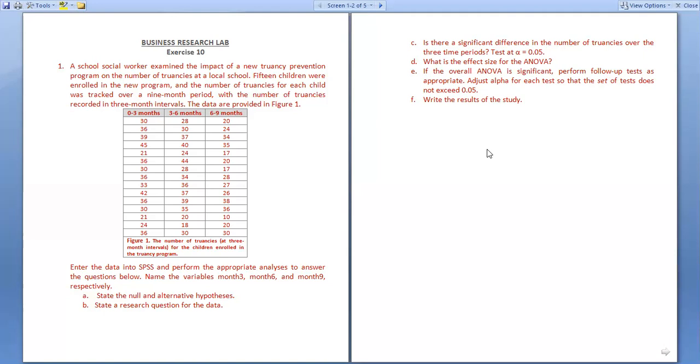Welcome back. This is exercise 1 on one way within subjects ANOVA. So the question is, a school social worker examined the impact of a new truancy prevention program on the number of truancies at a local school. Truancy is you bunking classes or being absent from the classes or not attending classes.